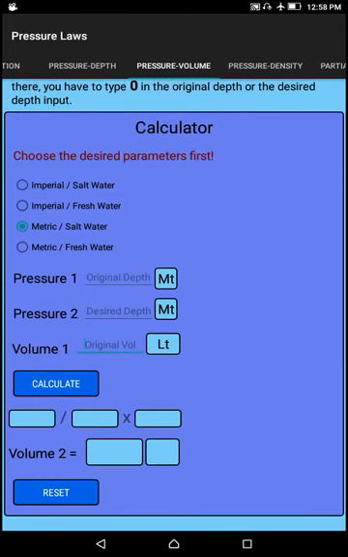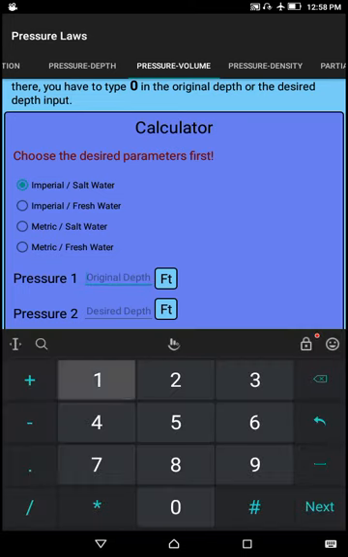Okay, we have an air volume of 5 cubic feet at 130 feet. What will be the new volume of the air at 80 feet depth in salt water? So I know that now I'm using Imperial salt water. The first depth will be 130 feet.